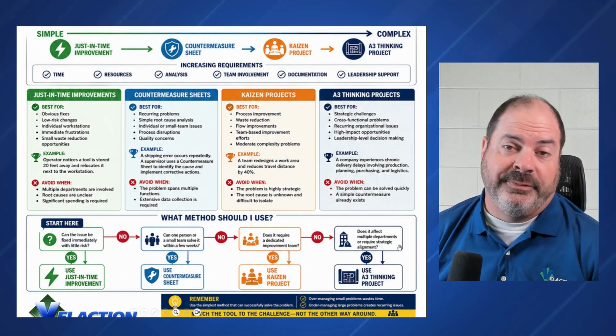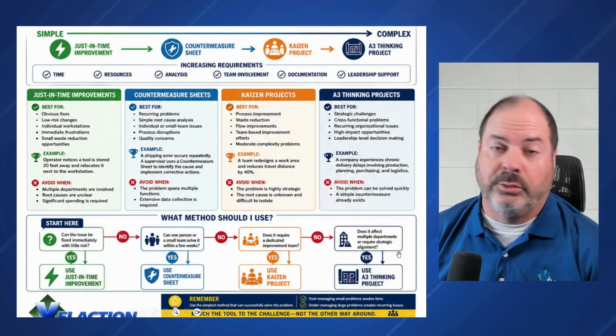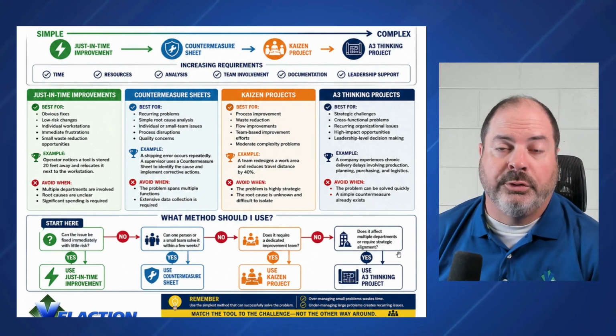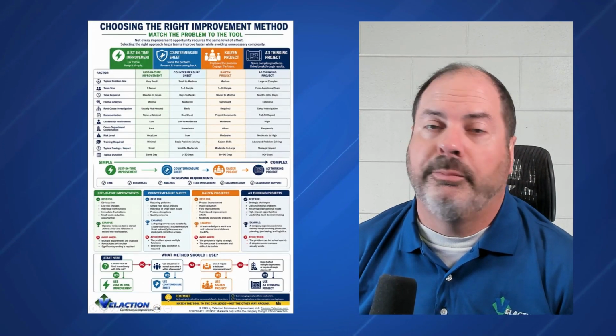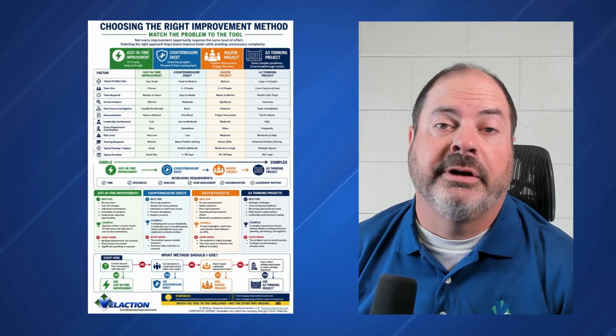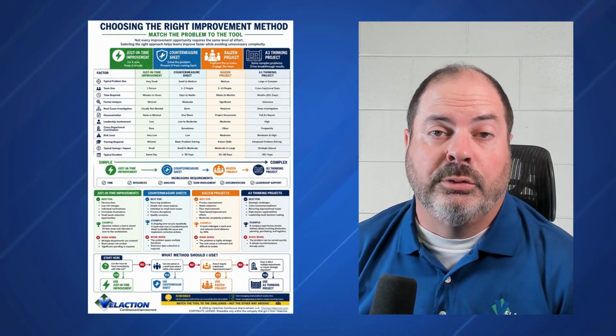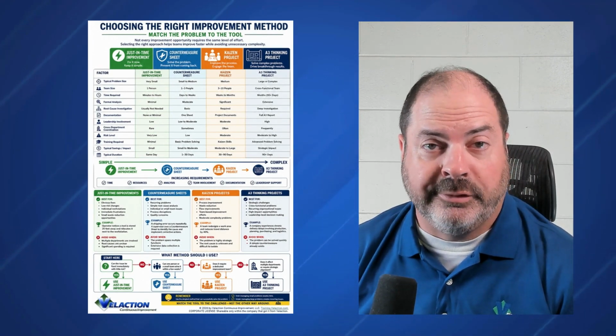And then finally, if it's really a big strategic thing, or if it affects a lot of different departments, you're going to want to go to the A3 project. So that is, in a nutshell, the 4 basic problem or project types you're going to be able to use to support your continuous improvement efforts.